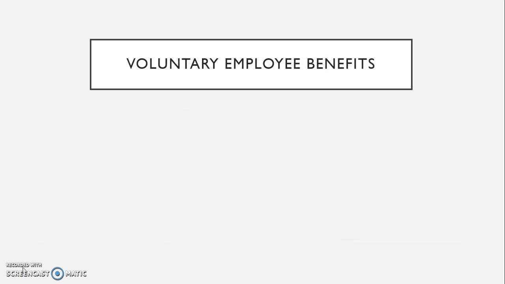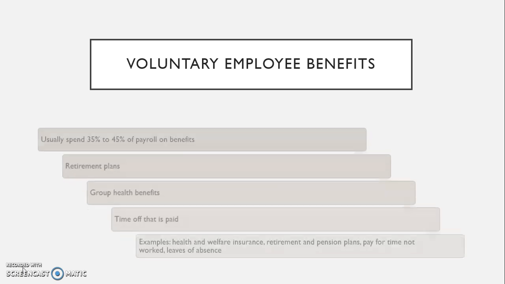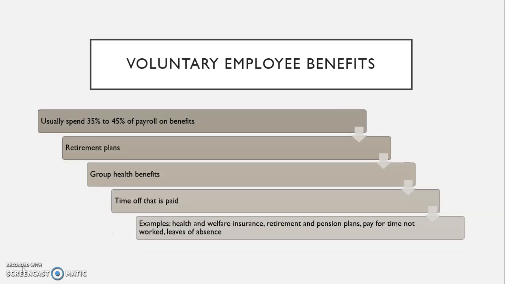Voluntary benefits are a choice made by the employers. Companies usually spend 35 to 45% of their payroll on benefits such as retirement plans, group health benefits, and time off that is paid. Examples of voluntary benefits are health and welfare insurance, retirement and pension plans, pay for time not worked, leaves of absence, etc.